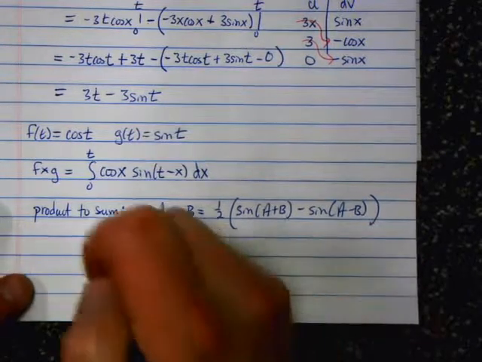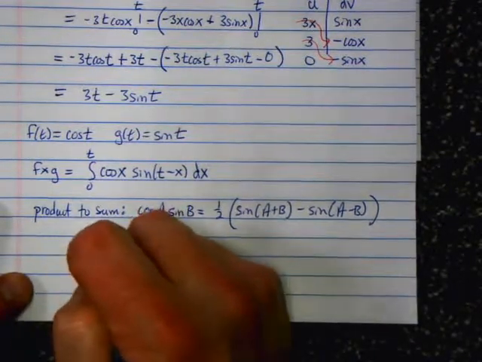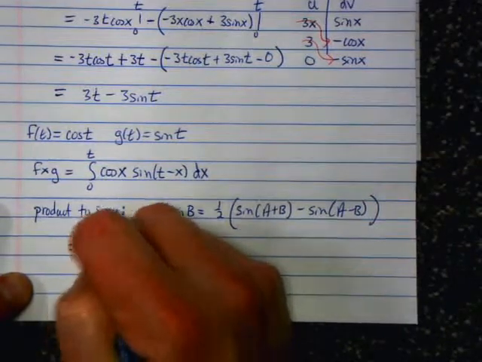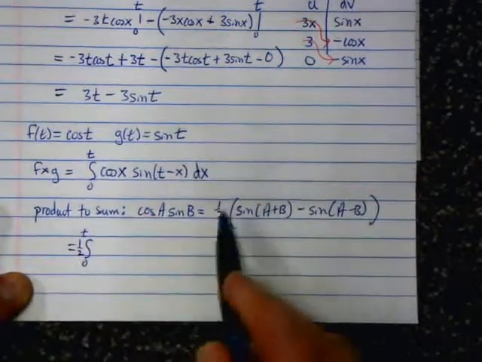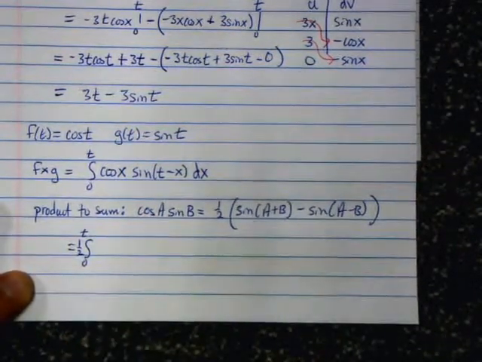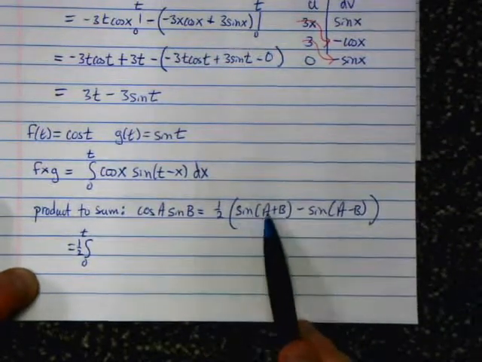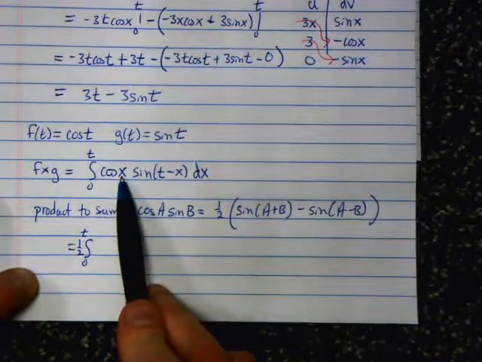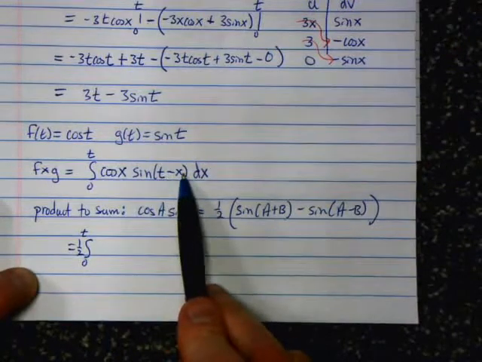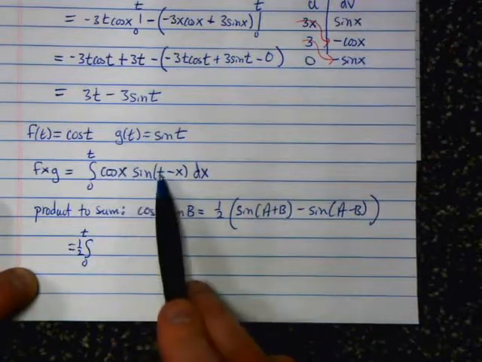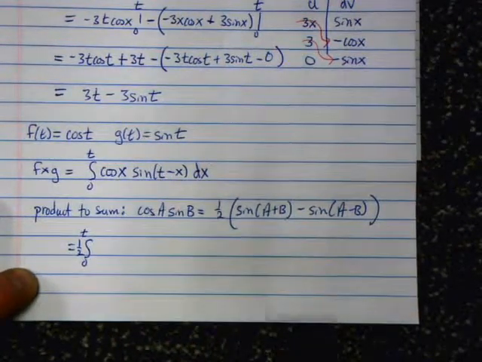All right, so this becomes the integral from 0 to t. 1/2, I'm going to take the 1/2 and put it all the way out front. Sine of A plus B. In this case, A is x and B is t minus x. So I add those together. What's x plus t minus x? T. So that's sine t.